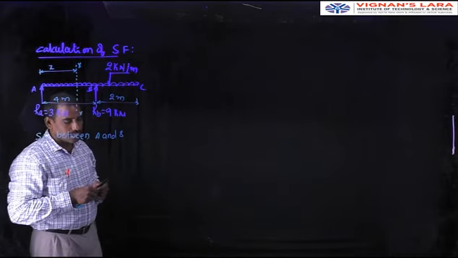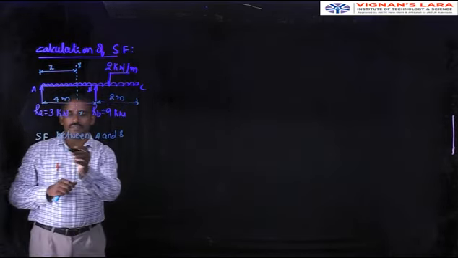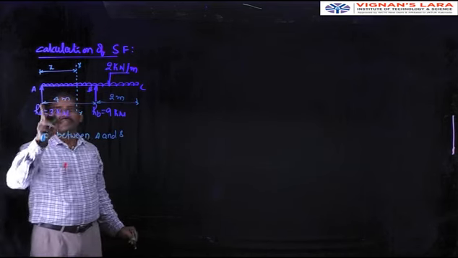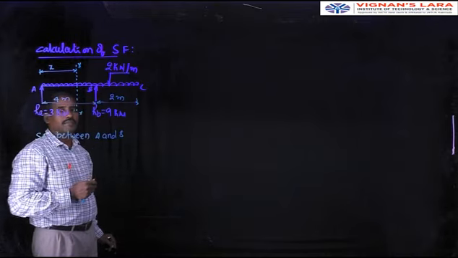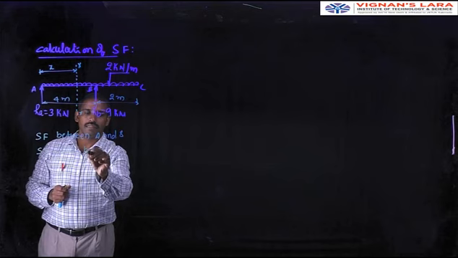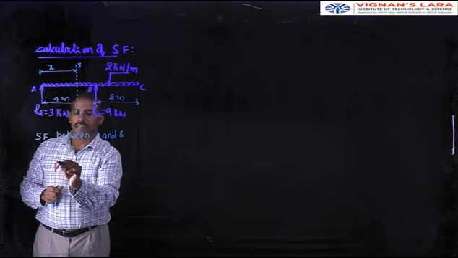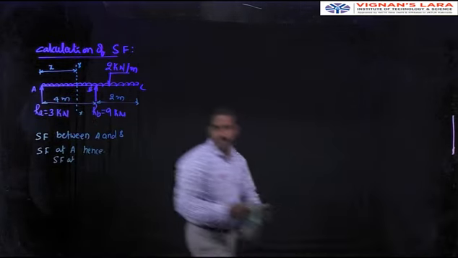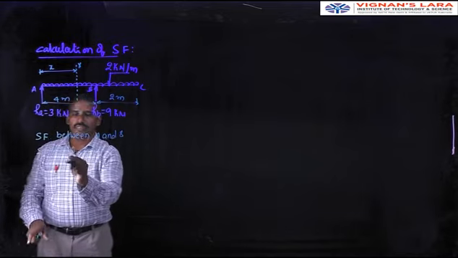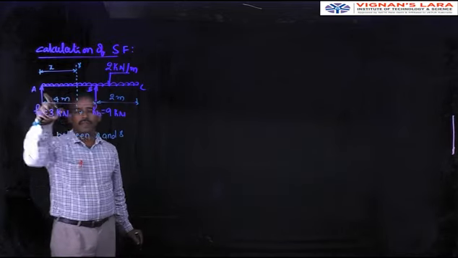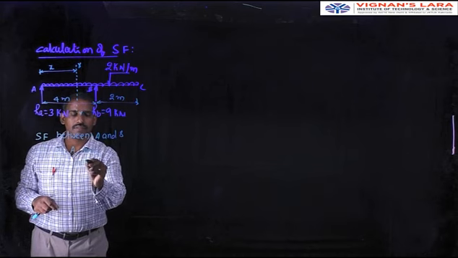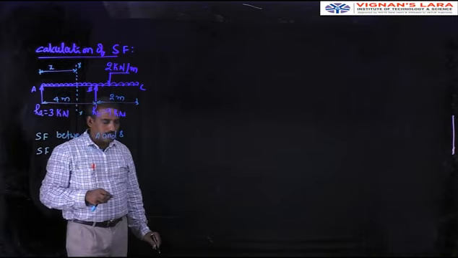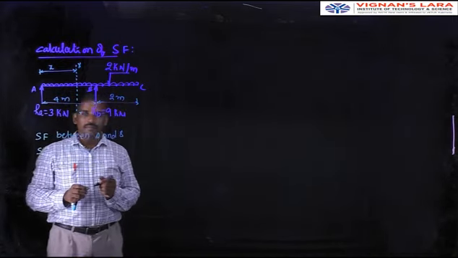Now, what about the shear force at A? The force to the left of the section acting vertically upward is taken as positive. Hence, the shear force at A, SA, is equal to 3, positive, that is 3 kilonewtons. This is one.